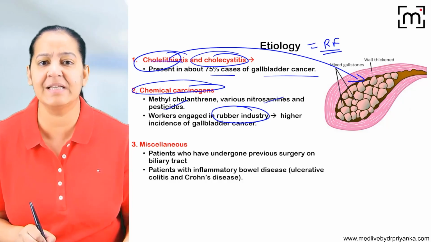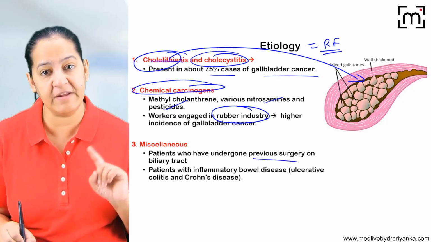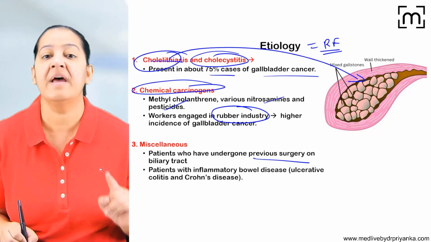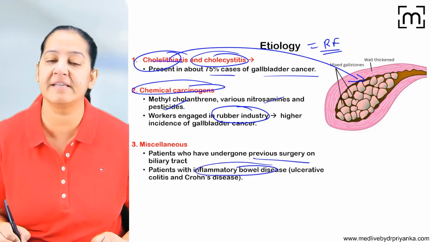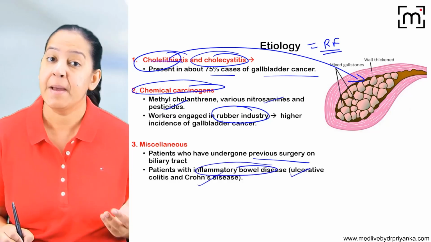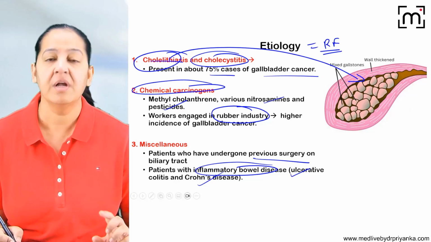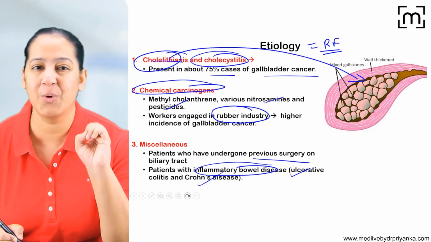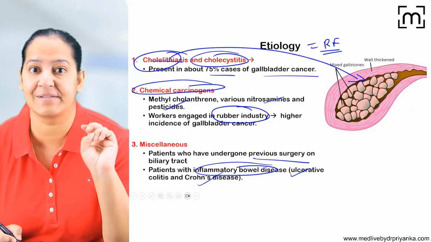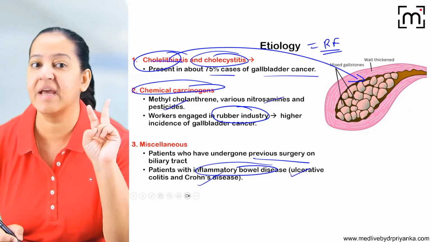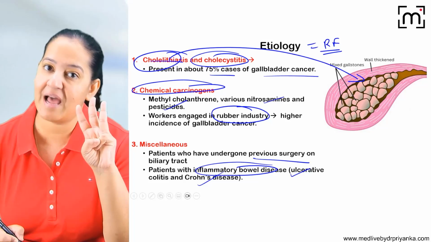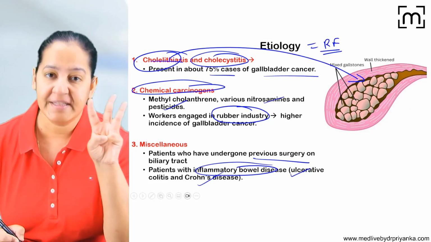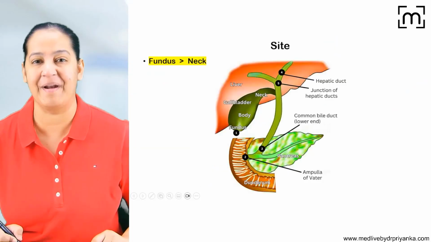And there are certain miscellaneous factors like the persons who have a previous surgery on the biliary tract may have gallbladder carcinoma in future, and the persons who have inflammatory bowel disease, that is ulcerative colitis or Crohn's disease, may have gallbladder carcinoma in future. So number one, the most important risk factor is the cholelithiasis, that is gallstones and cholecystitis. Second is chemical carcinogens. Most important is rubber industry. And in the miscellaneous, you can say people having inflammatory bowel disease and previous surgery on the biliary tract. These are the 3 important risk factors for gallbladder carcinoma.